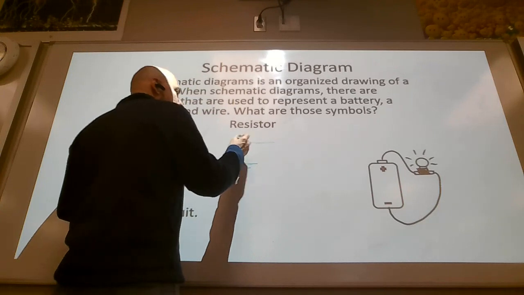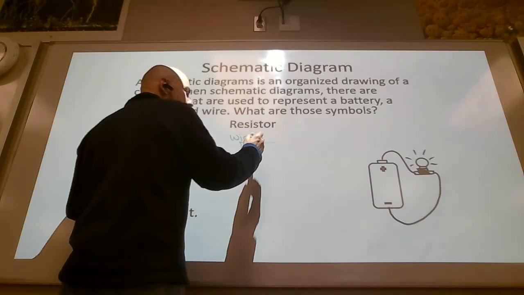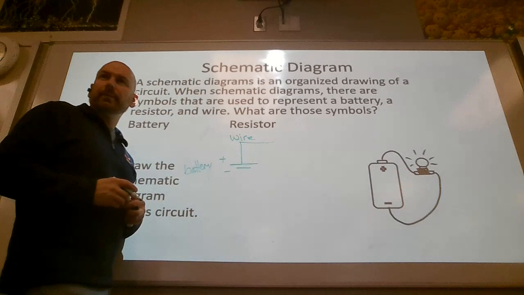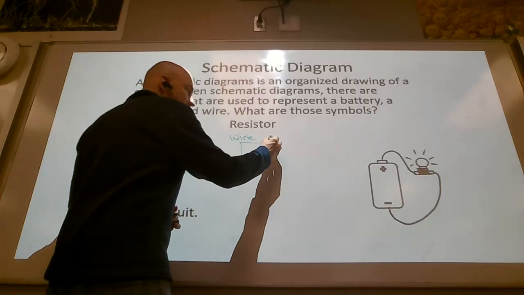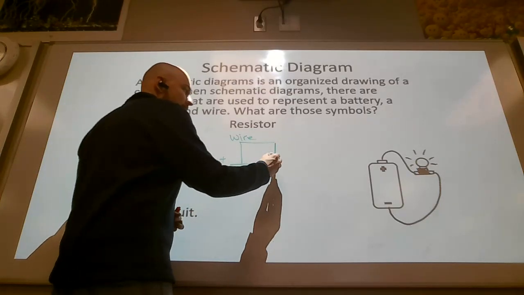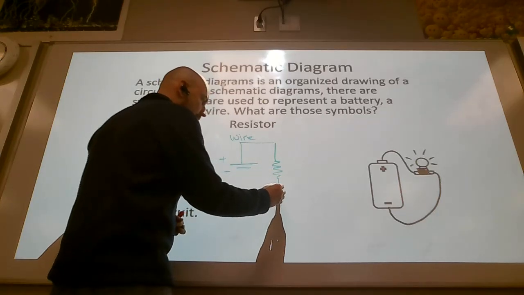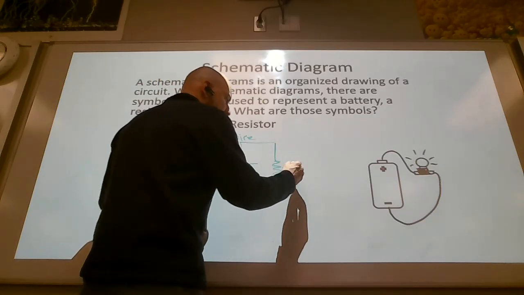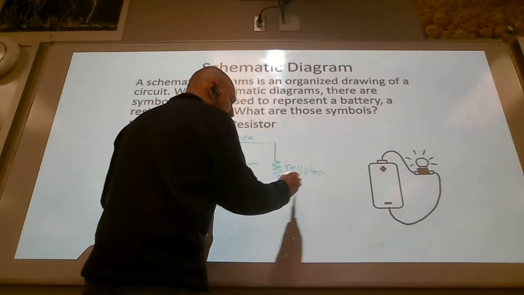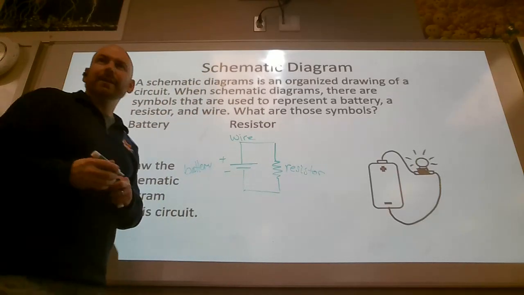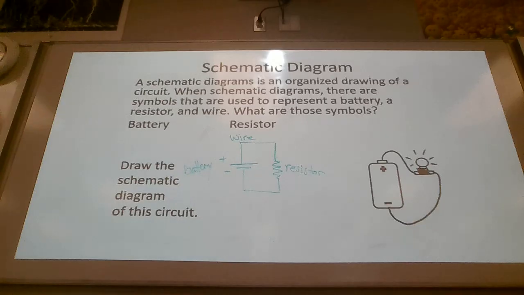Wires are usually drawn at right angles to each other. These are wires, and then when you get to the light bulb, this is the resistor, drawn as kinks in a hose. So that would be a schematic diagram.